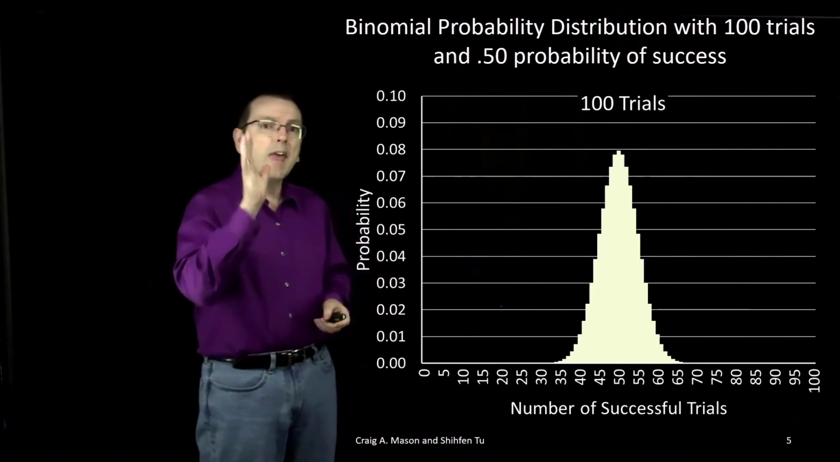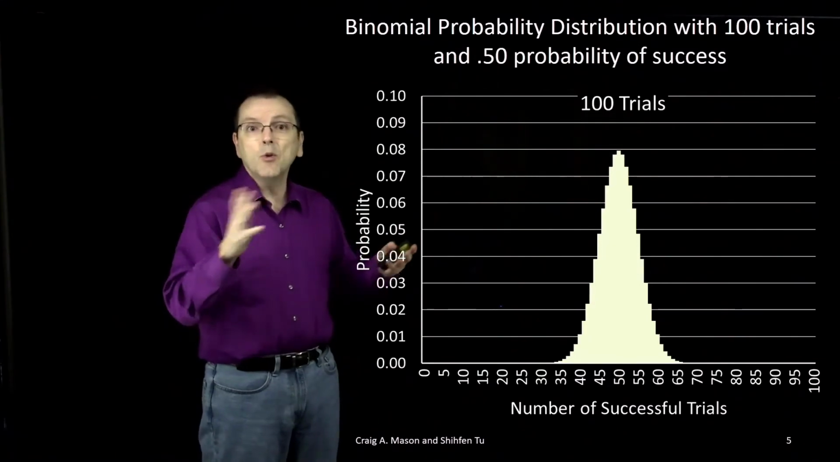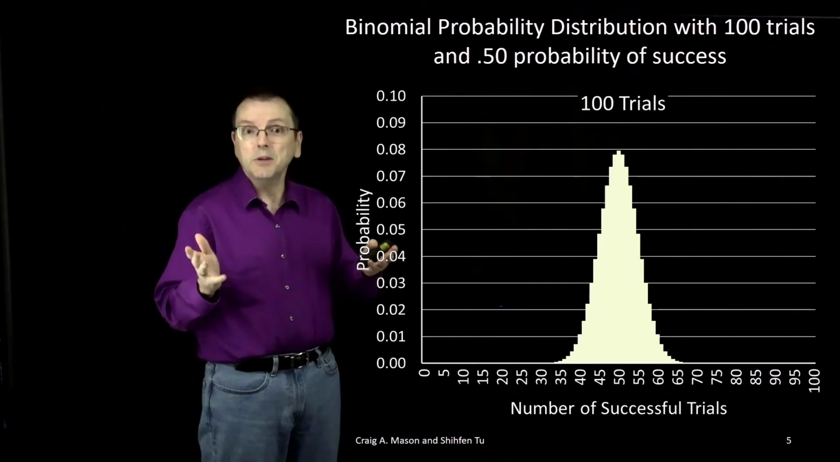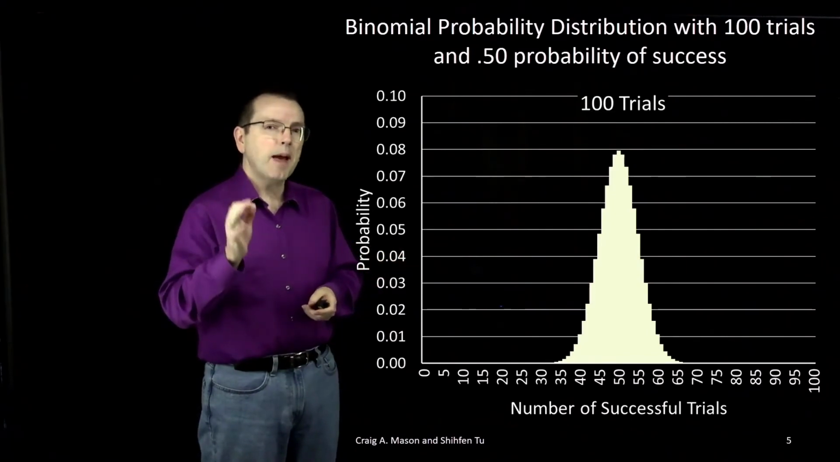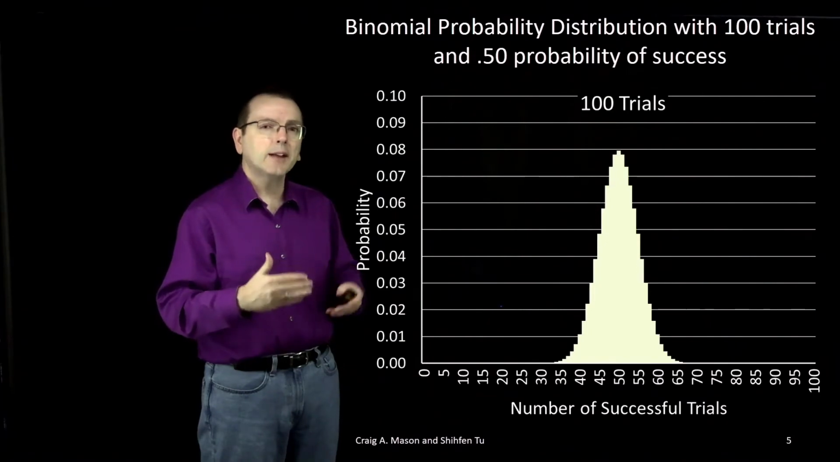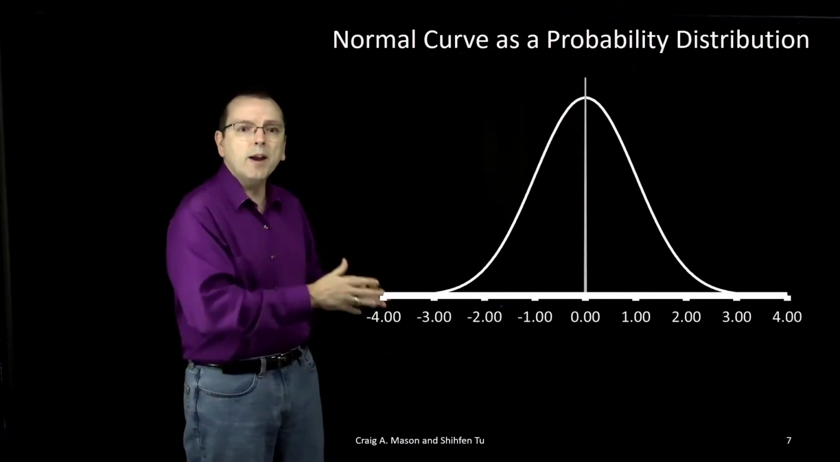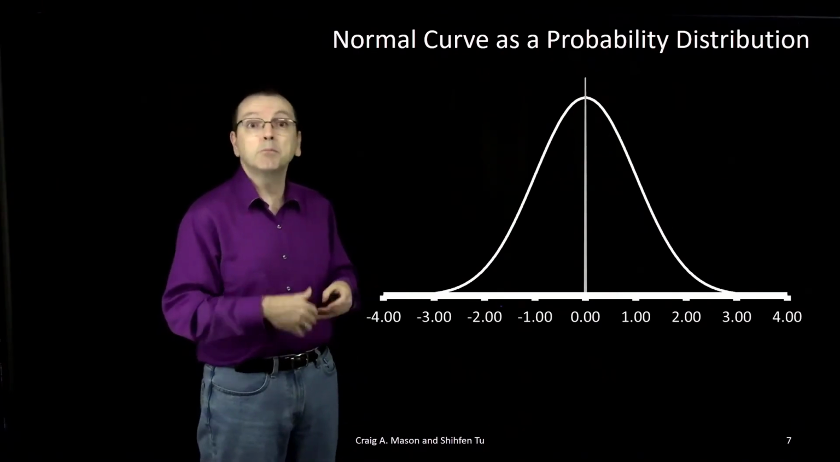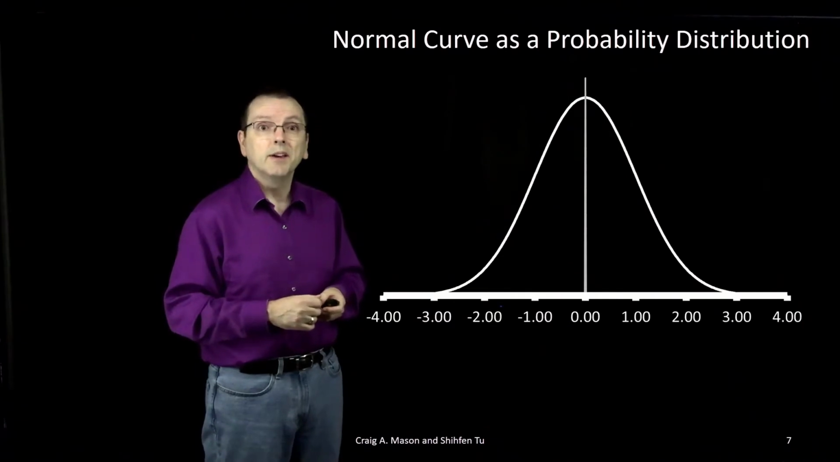But that's not where the similarities end. In fact, the normal curve is also a probability distribution. And if you think about it, it may not be that surprising at this point. I mean, we've already used the normal curve to estimate the proportion of people above or below a given score.